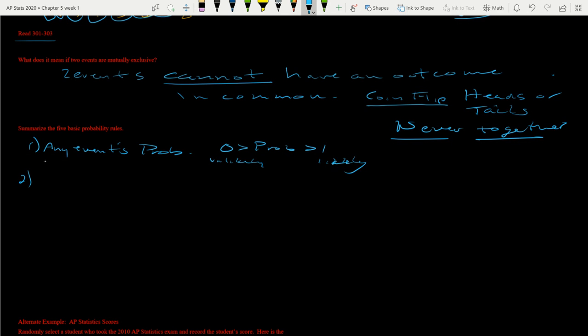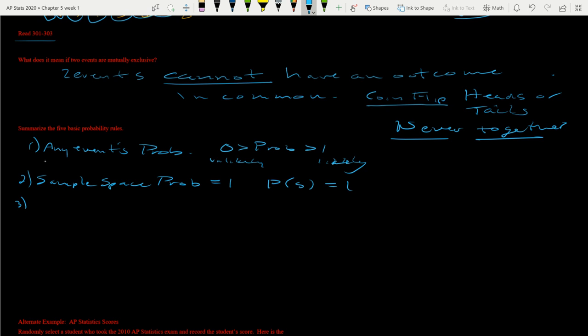Basic rule number 2, the sample space probability equals 1. In other words, it all adds up to equal 1. The probability of the sample space is always equal to 1. You got to add them up. If it doesn't add up to 1 for the sample space, it is not a valid or a legitimate probability model.